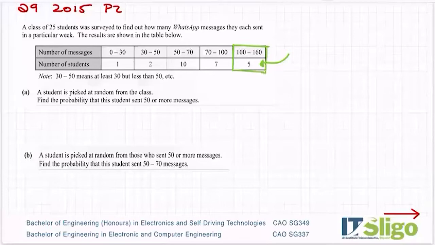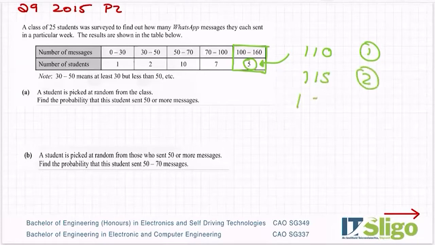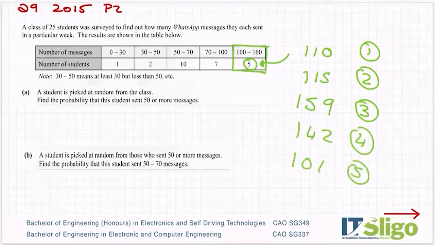I don't know the exact messages they send, but those 5 students, maybe they sent 110 messages, one student, okay? Maybe another student sent 115 messages. Maybe another sent 159 messages, so that's the third student. Maybe another one sent 142 messages and 101 messages, okay? My point being, it could be any number at all between 100 and 160, and they're just all grouped together in that category. But as to the exact number of messages those 5 students sent, I don't know, okay, because we didn't get access to the original data.